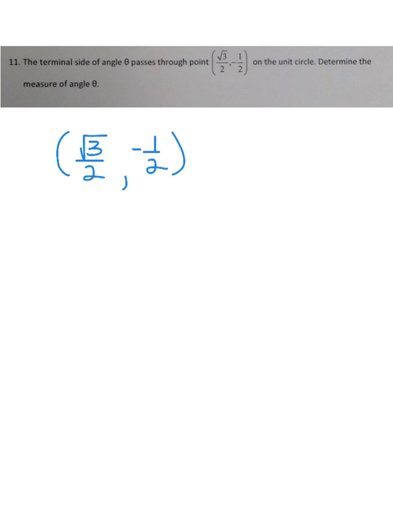So let's take a look at this, and they're giving you a point. And notice that the x value is positive and the y value is negative. So the first thing I probably like to do is determine what quadrant that puts me in. And if the x value is positive and the y value is negative, that's going to put me here in the fourth quadrant. Okay? All right, now it says the terminal side of angle theta passes through that point. So that means that angle goes all the way around to right there. And there's my reference angle. Determine the measure of angle theta.